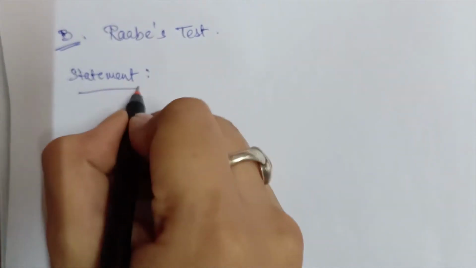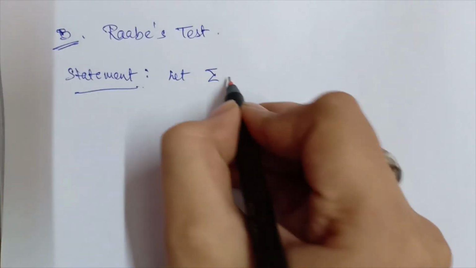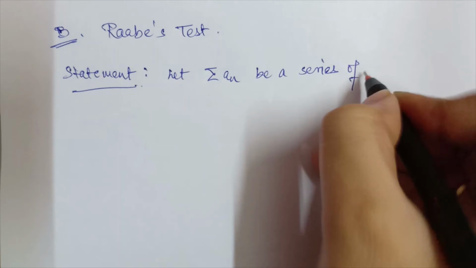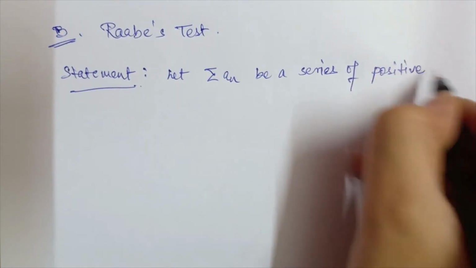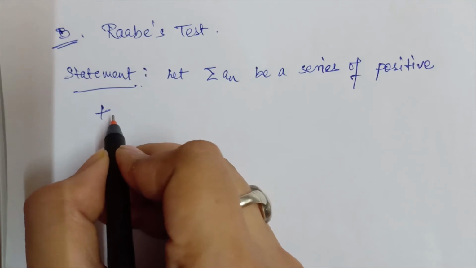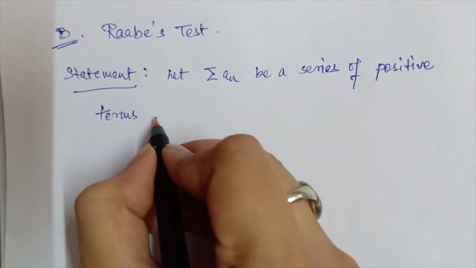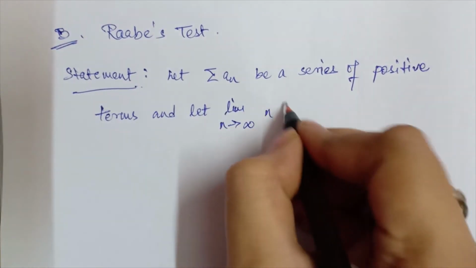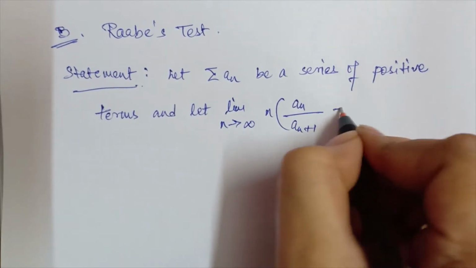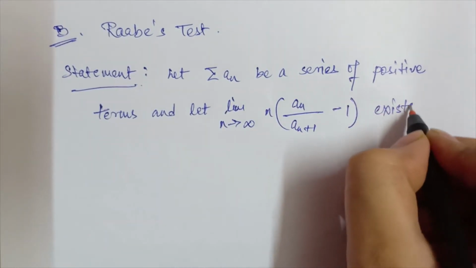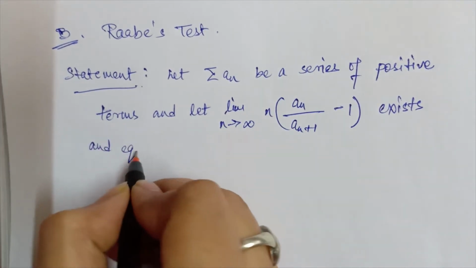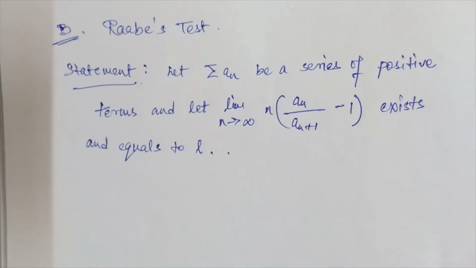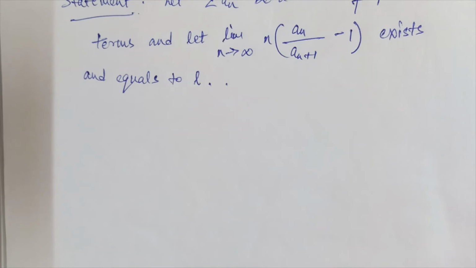This states: let summation an be a series of positive terms, because we are dealing with series of positive terms, and let the limit as n tends to infinity of n times (an by an plus 1, minus 1) exist and equal L, just like the previous one. So here also we are given 3 conditions.